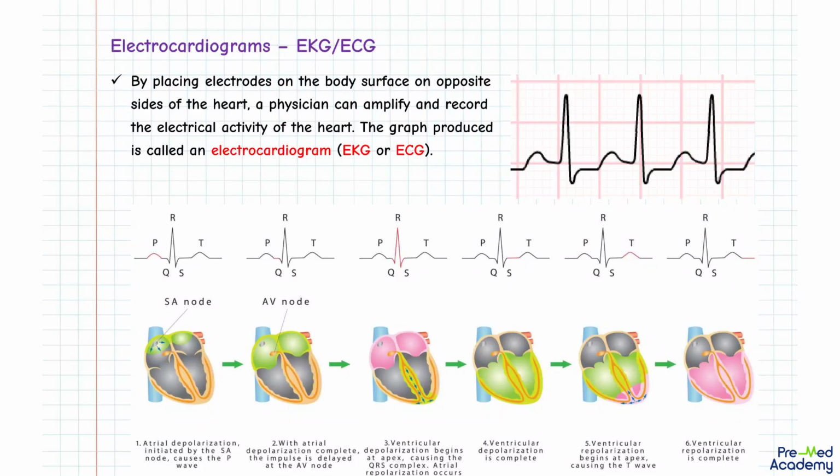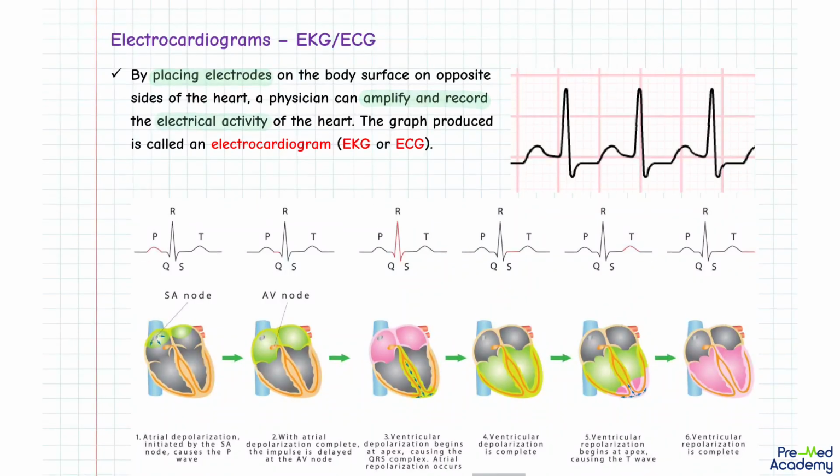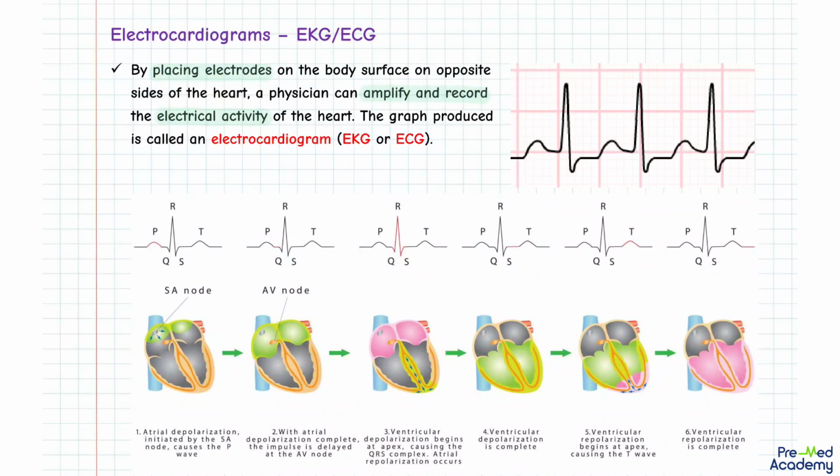By placing electrodes on the body surface, on opposite sides of the heart, physicians can amplify and record the electrical activity of the heart. This can be an extremely important diagnostic tool for a variety of different heart problems. The graph produced by the electrodes is called an electrocardiogram, EKG, or ECG in short. On the right, you can see some heartbeats recorded on an electrocardiogram.